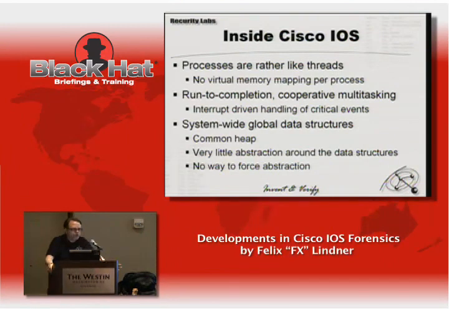That also means, since it's a big Unix program, it has system-wide global data structures. All the data structures work system-wide. They have one common heap. They have very little abstraction around the data structures, the reason supposedly being speed. But I think the real reason is that they never introduced it, so the coders don't use it. And there's also no way to force abstraction. If a coder chooses to write an arbitrary byte value directly into one of the main system's data structures, he can do so. There is nothing preventing him, except maybe another coder reading his code and then punching him in the face.